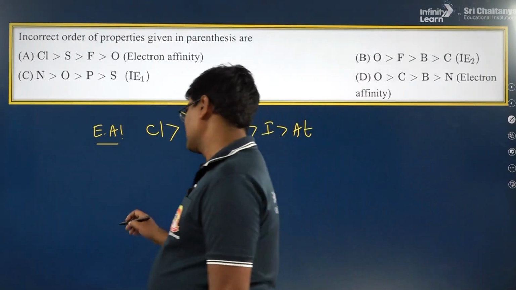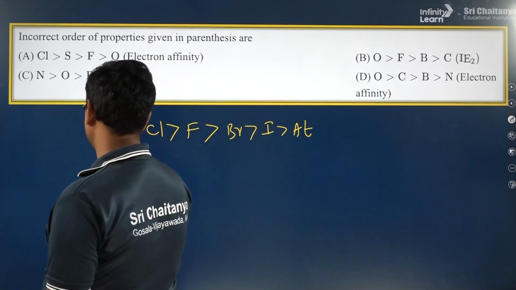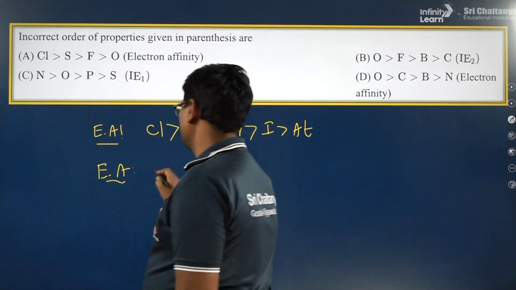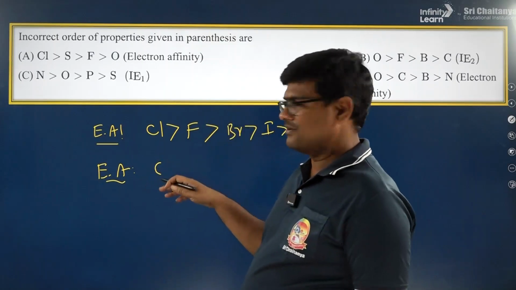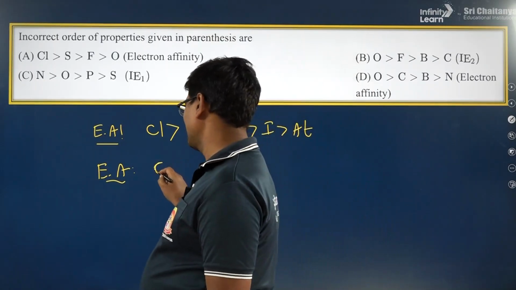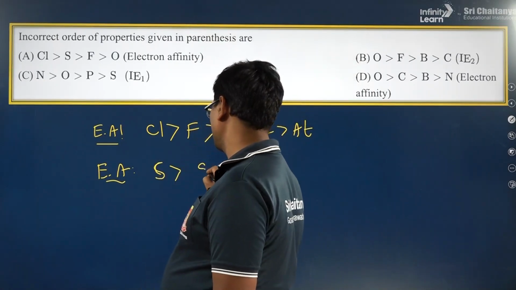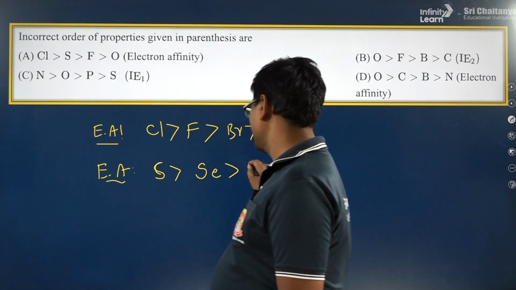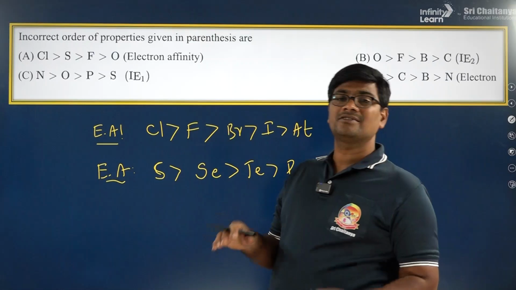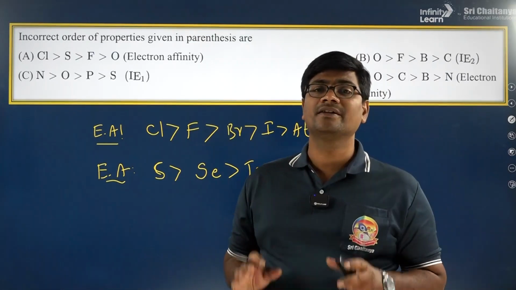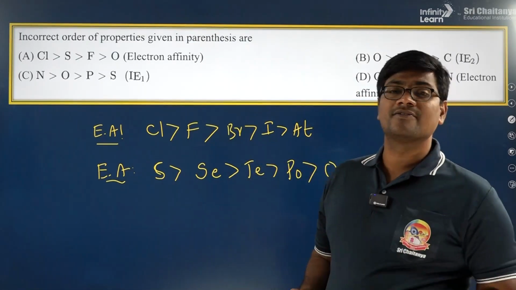What about the 16th group, the oxygen family? Here what we expect should be oxygen, right? No. What is the trend? We will get sulfur greater than selenium greater than tellurium greater than polonium greater than oxygen. Oxygen has the least electron affinity in the chalcogens or oxygen family.